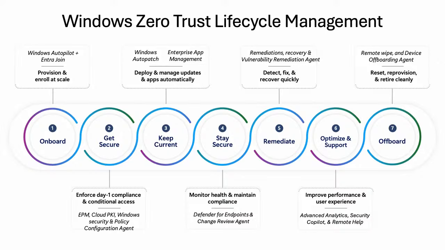This is also going to include features like endpoint privilege management, cloud PKI, as we talked about a little bit earlier, and then also our Windows policy configuration agent, which I'm going to show you in a demo here in just a few minutes. Next up, we have keep current. This part of the lifecycle is going to include things like Windows Autopatch, hotpatching, as well as enterprise app management. It's going to allow you to deploy and manage your updates and apps automatically.